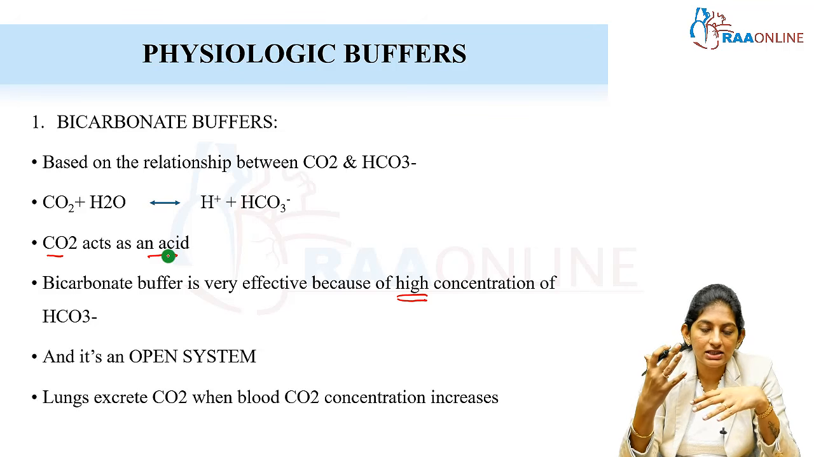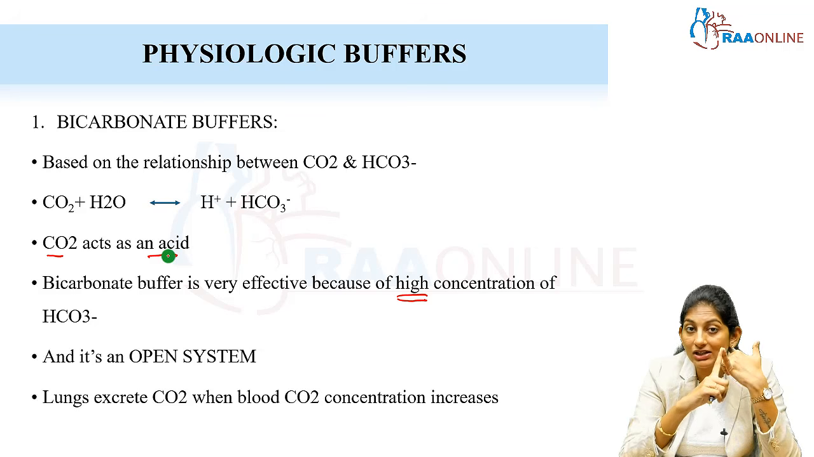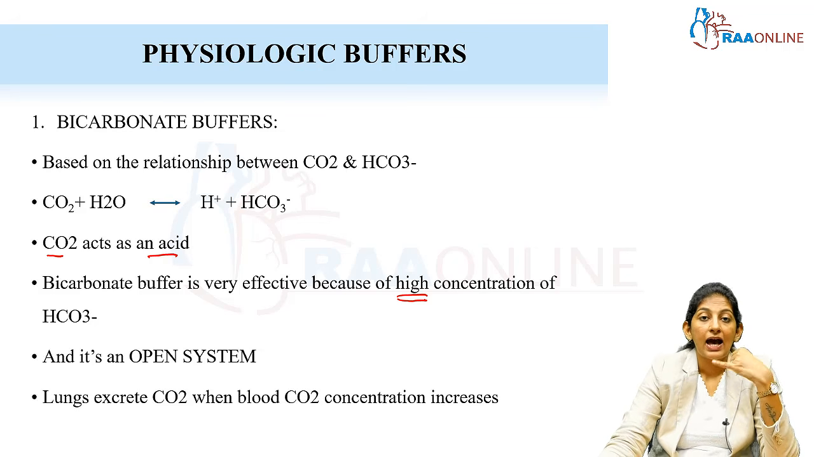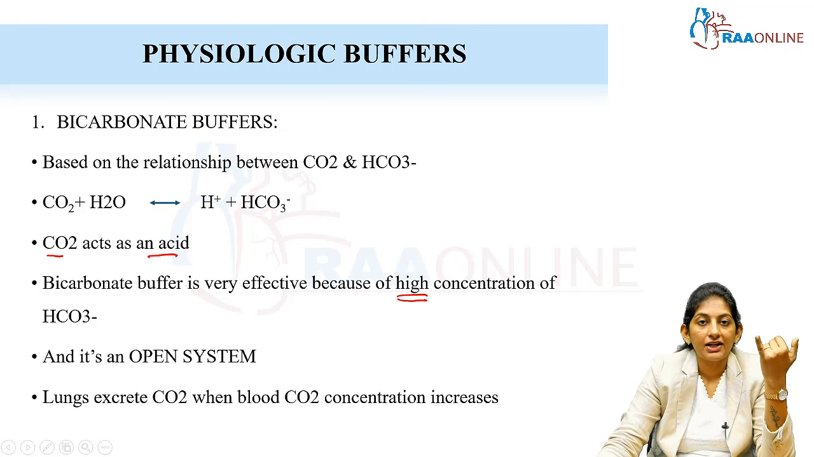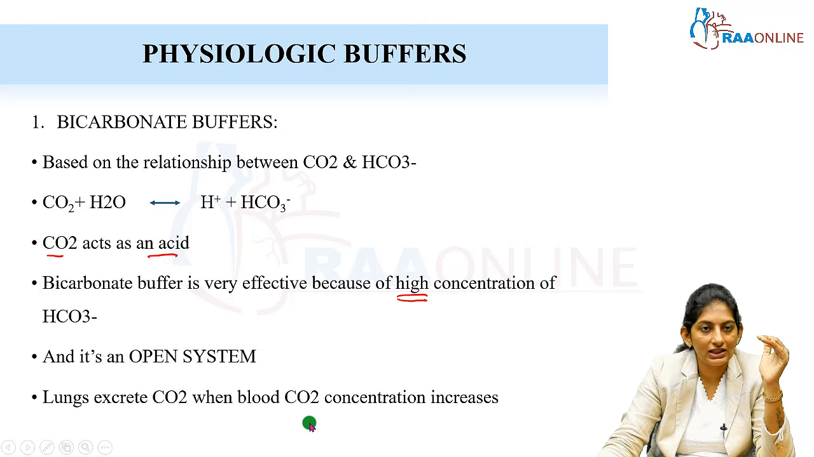We talked about what the buffers are. The first one we talked about was the lung, isn't it? Lungs will act immediately. Whenever the blood carbon dioxide concentration increases, whenever there is an acidosis, the lung will try to compensate immediately. It will try to excrete the carbon dioxide whenever the blood carbon dioxide concentration increases.